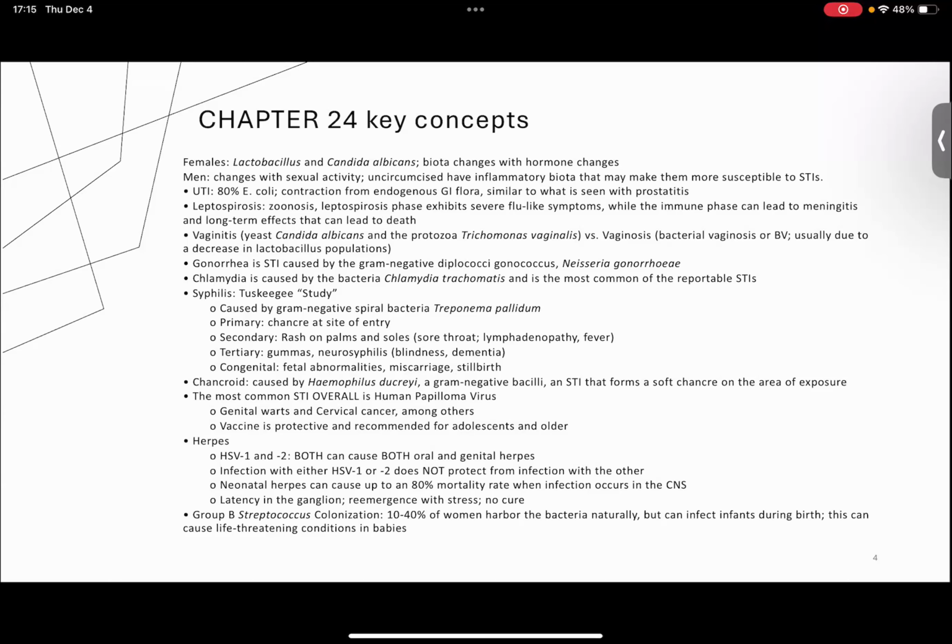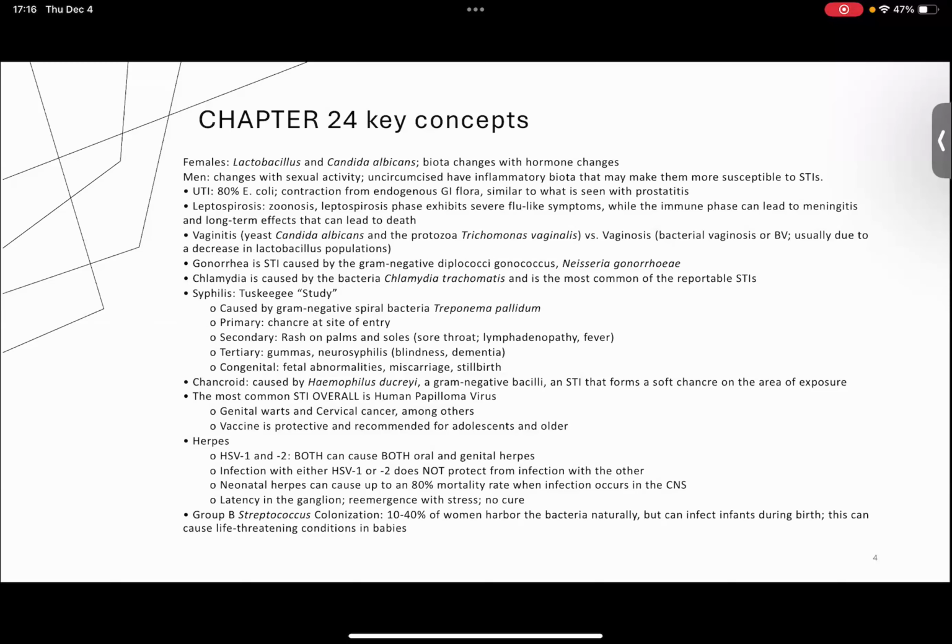Then leptospirosis is a zoonotic disease transmitted primarily through urine. We have the leptospirosis phase and an immune phase. The leptospirosis phase is severe flu-like symptoms, while the immune phase can lead to progression to meningitis and even death. High levels of inflammation are associated with the immune phase there. It's caused by the bacteria Leptospira interrogans, that is transmitted in urine of animals. People can get it, animals can get it. There are vaccines available for pets, so please vaccinate your pets.